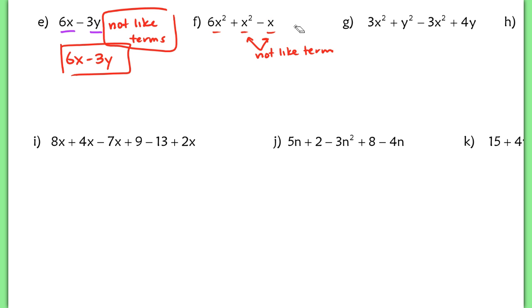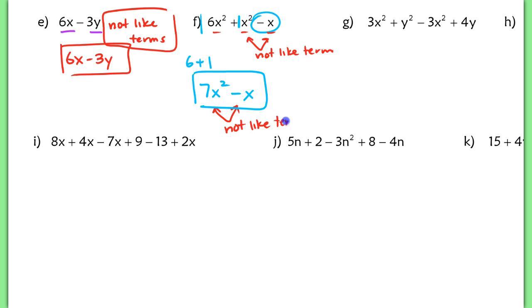So in fact, the only ones that I want to combine here is the 6x squared with the positive x squared. So in my calculator, what I type in is 6 plus, remember this is a 1 in front, a lot of students forget that that's a 1 there, so I end up with 7x squared. And then this negative x here doesn't combine with anything else because it's all that's left over, and I just drop that down, and this would be my final answer, 7x squared minus x. I don't go any further because these are not like terms. Okay, so that would be my final answer.